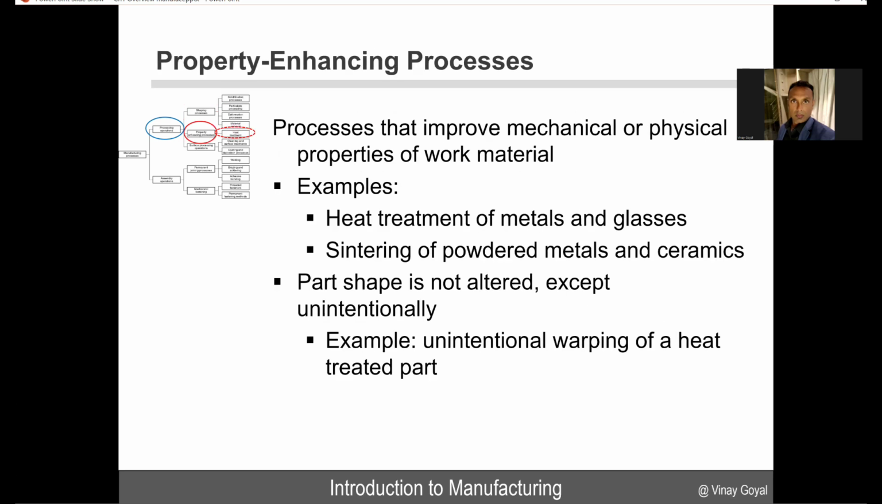Property enhancing processes are the second aspect that is part of processing operations. Those are processes that improve the mechanical or physical properties of the work material. Examples are heat treatment of metals and glasses, and sintering of powdered metals and ceramics. In this case, the part shape is not altered except unintentionally. An example is unintentional warping of a heat treated material. For example, I have a part and I apply heat treatment, but then you could have a shape change due to the heating gradients over the material, the thermal gradients, I should say.